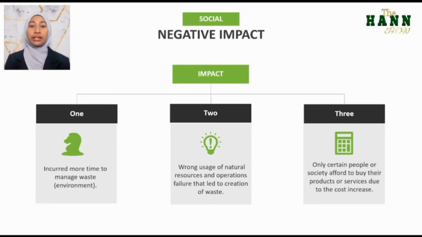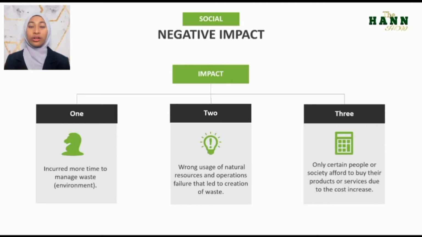Other than that, the wrong usage of natural resources and operation failure lead to the creation of waste. When the company makes an experiment to use natural resources in their product and fails many times, it can create waste and wrong usage of natural resources such as trees.